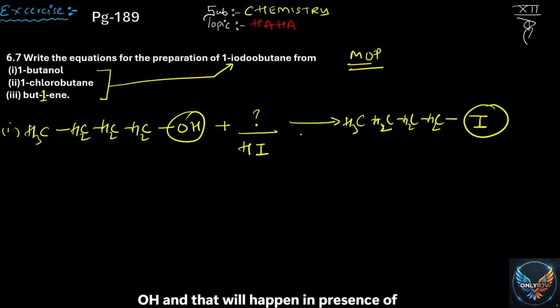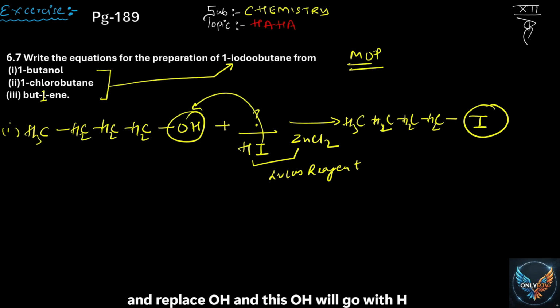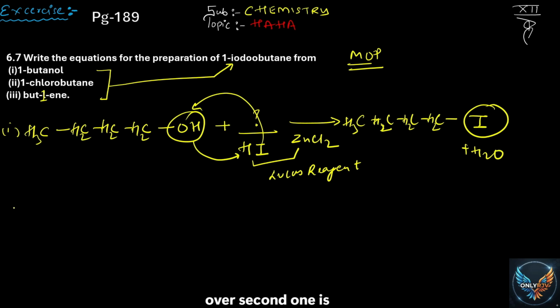so that I can replace OH, and that will happen in presence of ZnCl2, and together we call it Lucas reagent. What is the job of ZnCl2 here? It is acting like a catalyst. So what will happen, I will replace OH, and this OH will go with H and H2O will come out from here. So first one is over.